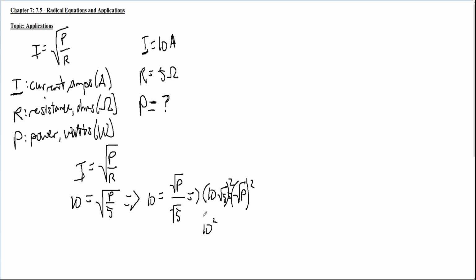And using our rules that we've learned before, this is equal to P. So 10 squared is 100, and then the square root cancels out with the 2 here, so I'm just left with times 5, so that they're being multiplied. So 100 times 5 is 500. And so the amount of power that I use is 500 watts.